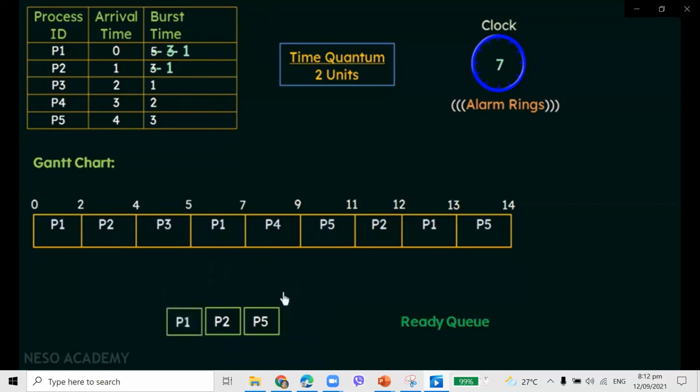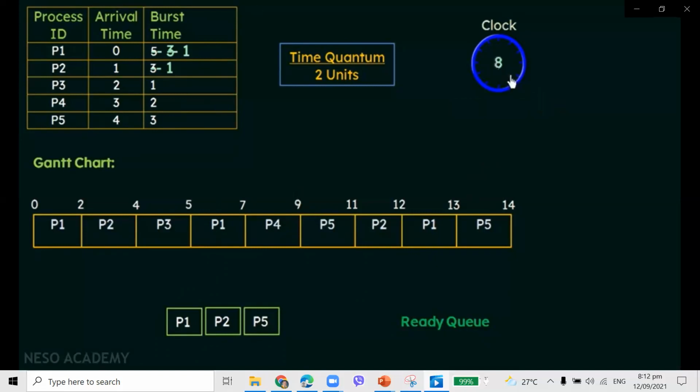So this is what our ready queue looks like now. P4 is taken from the ready queue and put into the Gantt chart because it is going to begin its execution, and P1, which was preempted, is put at the end of the ready queue. So P4 now begins its execution and it will have to execute for how long? The burst time of P4 is 2 units of time. So anyway, let's see what will happen at the next unit of time.